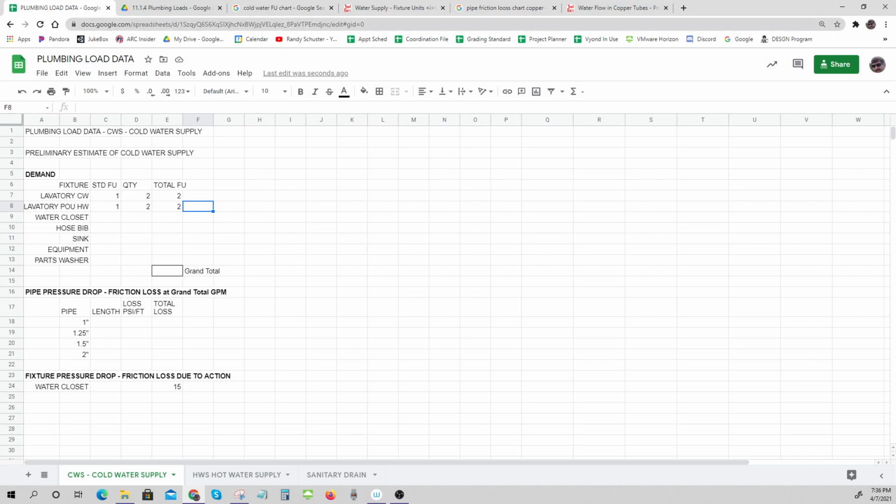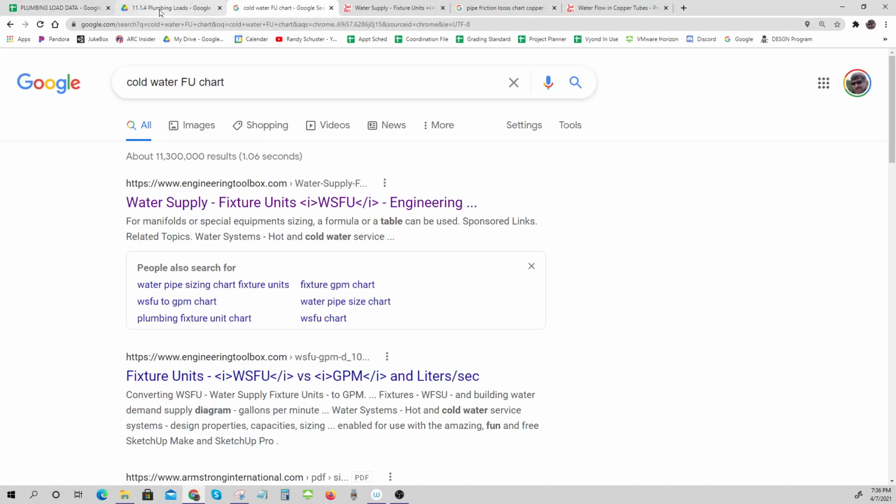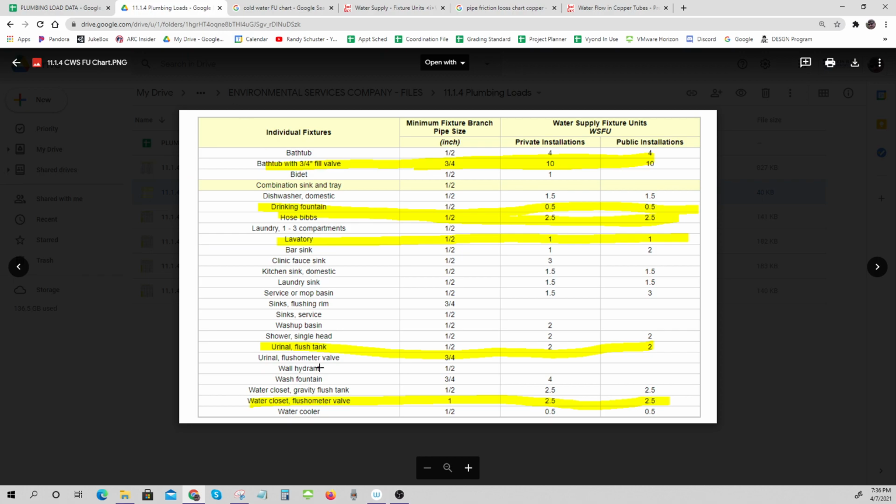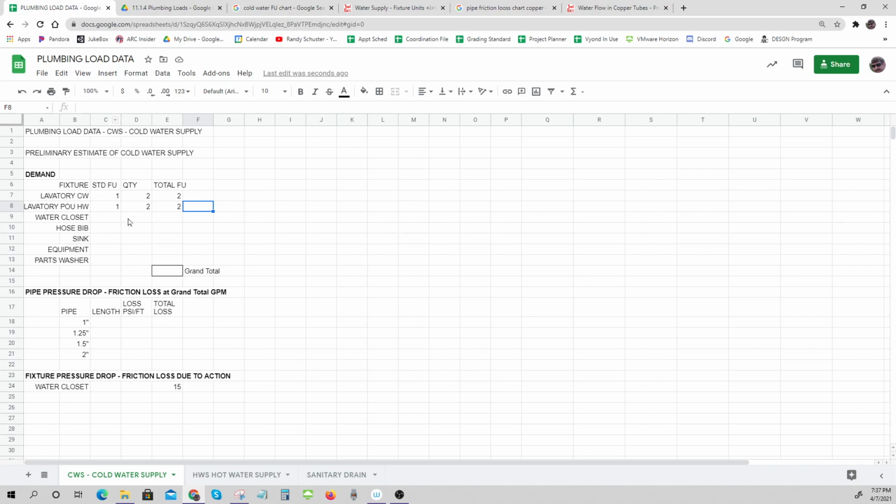And then we can look up other things like water closets. Where did it go? A water closet with a flushometer. That's that thing when you push the handle, it goes instead of just like a little tank fill. 2.5 fixture units. Now that's not how much water comes out all total because it's only on for a little bit. But that's going to be 2.5 and there's two of them and so on and so forth. You're going to add all those up.